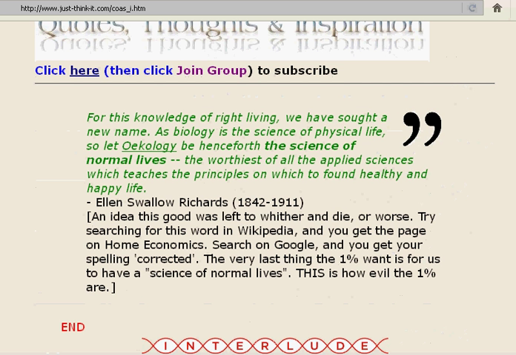An idea this good was left to wither and die, or worse. Try searching for oecology in Wikipedia, and you get the page on home economics. Search on Google, and you get your spelling corrected. The very last thing the 1% want is for us to have a science of normal lives. This is how evil the 1% are.